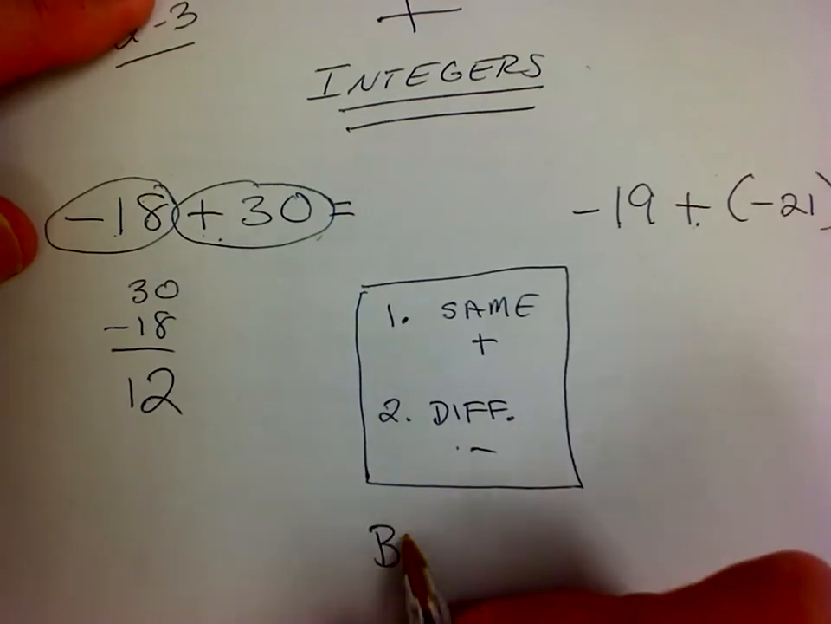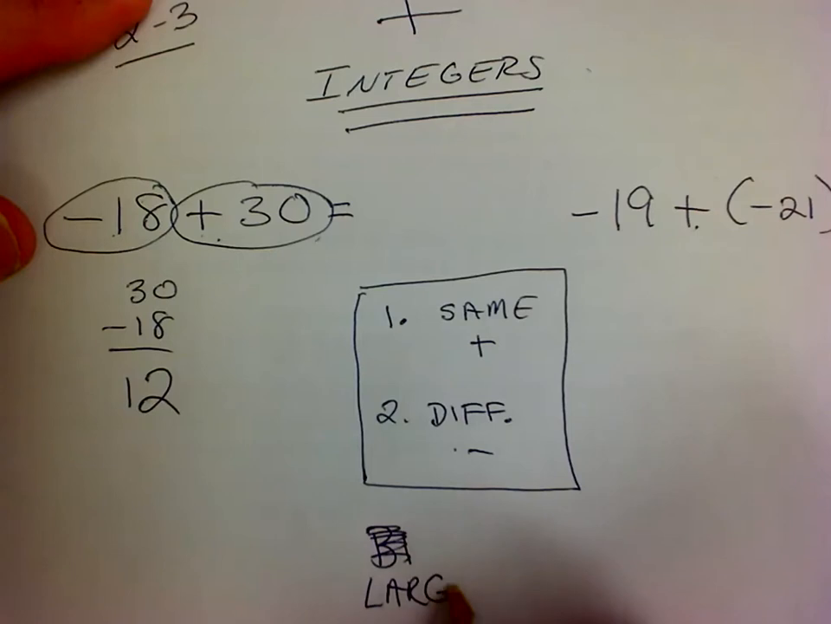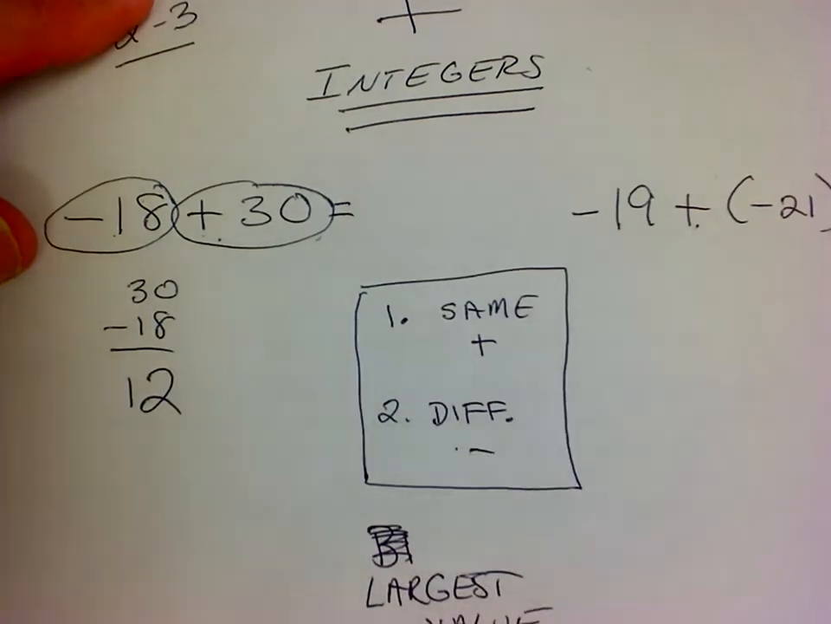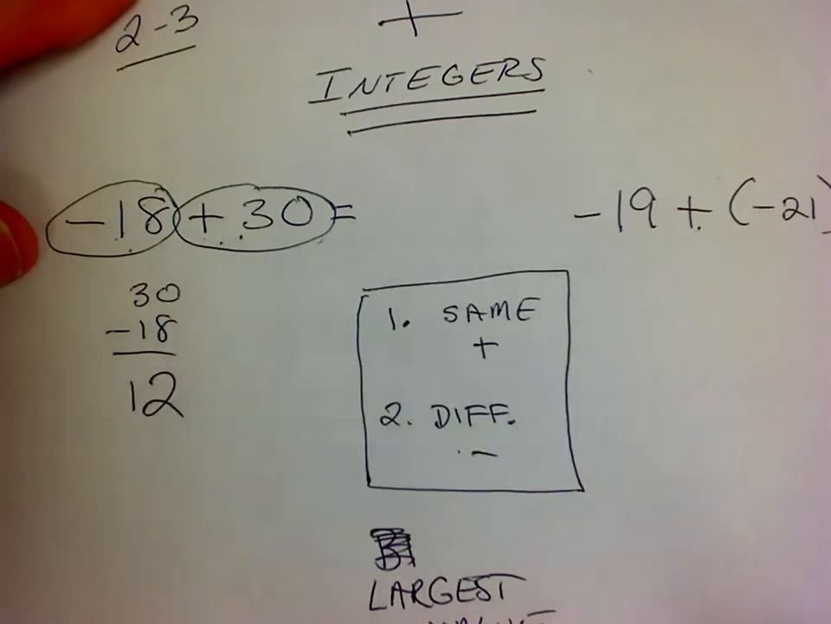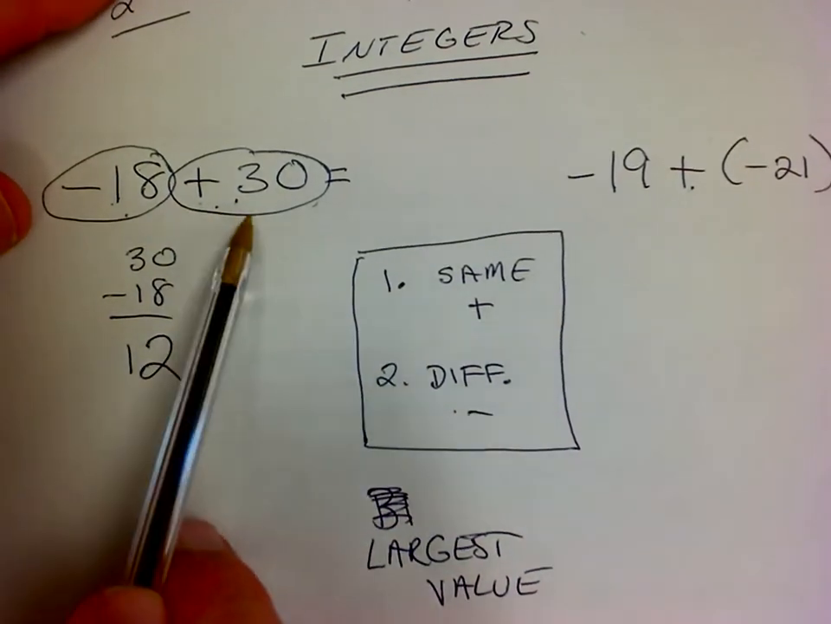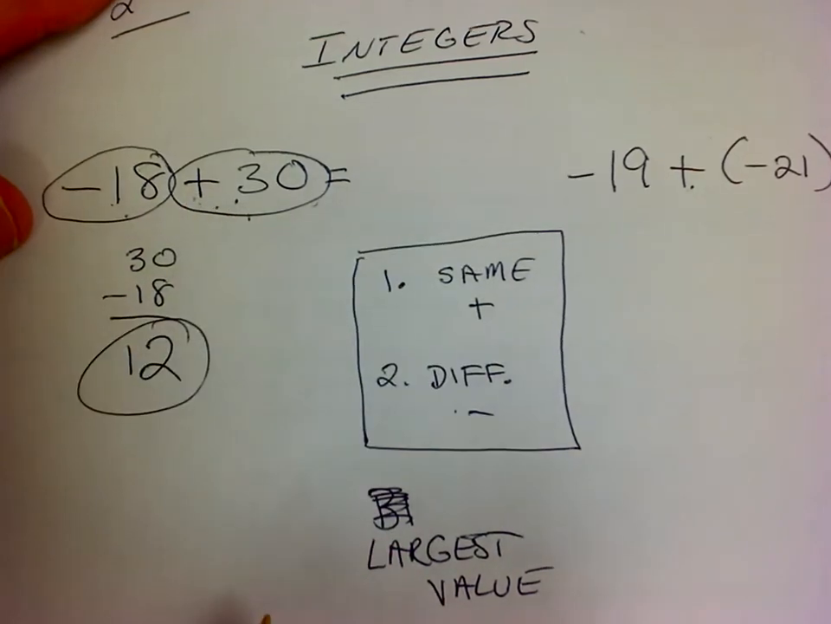So our indicator is the largest value. If we go back up here to our originals, the largest value is the 30, and it's positive, so that tells me my answer is positive 12. Now we're done.